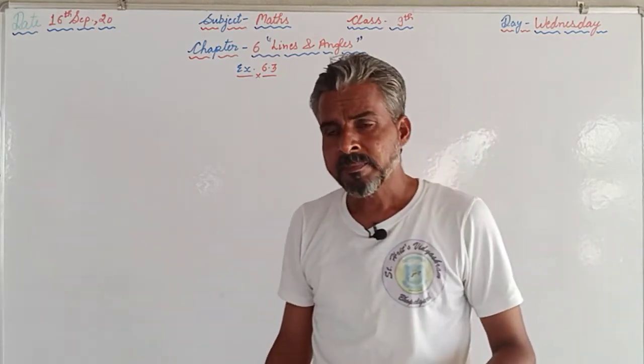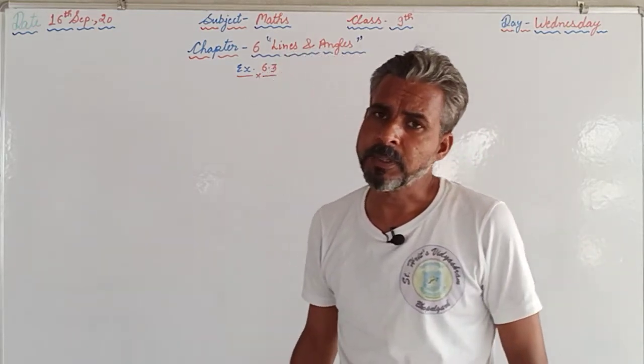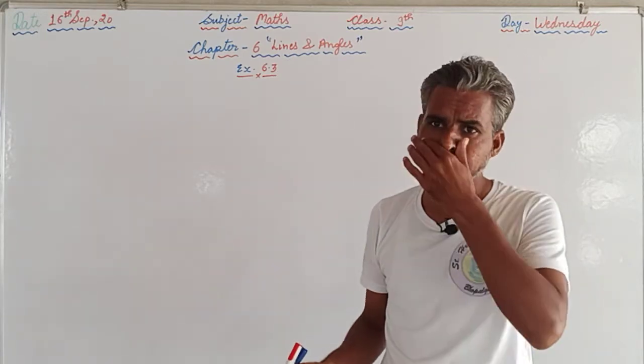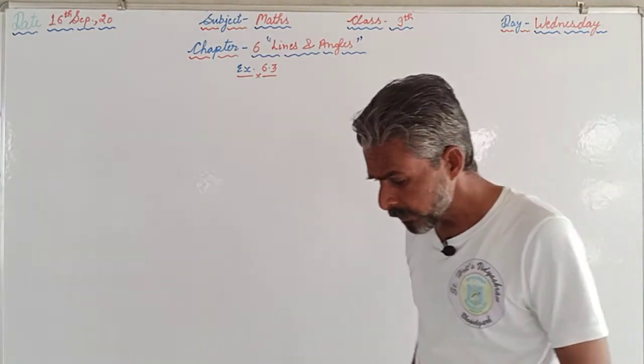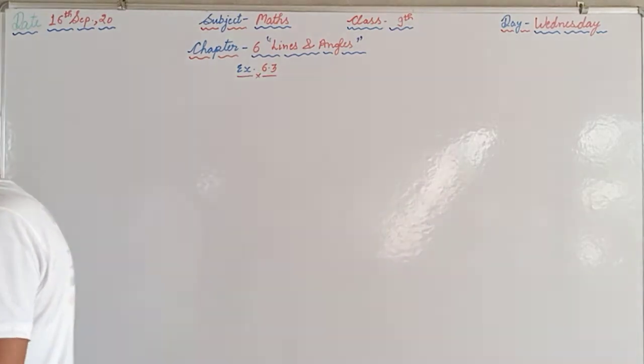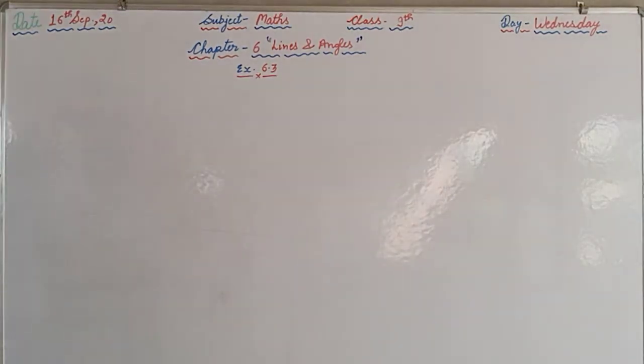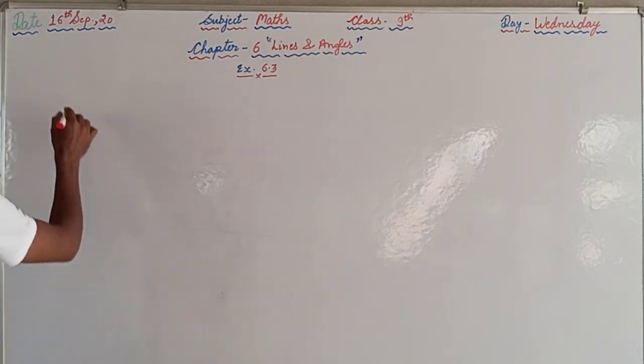So again we are ready with today's video. This video is for class 9th and the subject is maths, and we are continuing the same chapter, that is chapter number 6, and the name of the chapter is lines and angles. As we have already started the exercise 6.3 and we have completed up to question number 3. So now today we will start with question number 4.